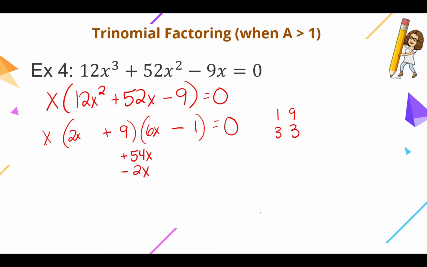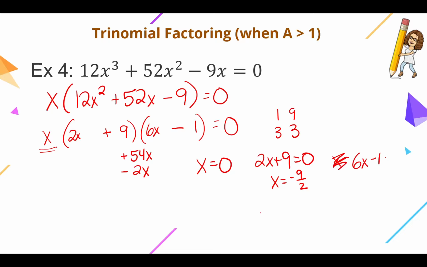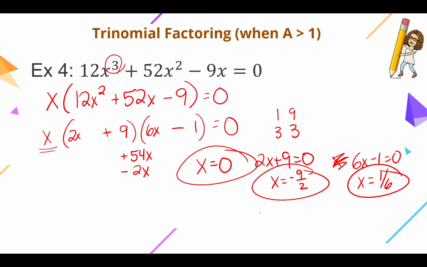This one, we do actually have to worry about this outside guy. So we're going to set him equal to 0. So we're going to say x equals 0. Ta-da! For our first problem. Then we're going to set 2x plus 9 equal to 0. We'll get negative 9 halves. And then 6x minus 1 equals 0. That is x equals 1/6. Those would be our 3 answers, because I started with a cubed. That's why I'm getting 3 answers for that problem.